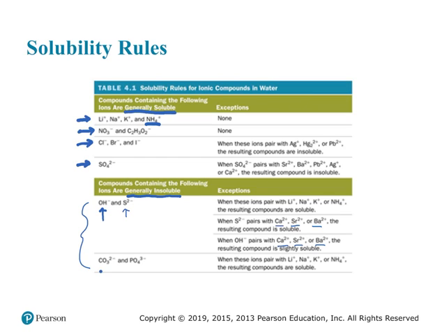And then carbonate and phosphate, some of our polyatomic ions there, those are generally insoluble unless they're paired with the group 1A metal ions or the ammonium ion. So again, these are just some observations that scientists made, and they came up with a way to organize their observations and turn them into solubility rules.